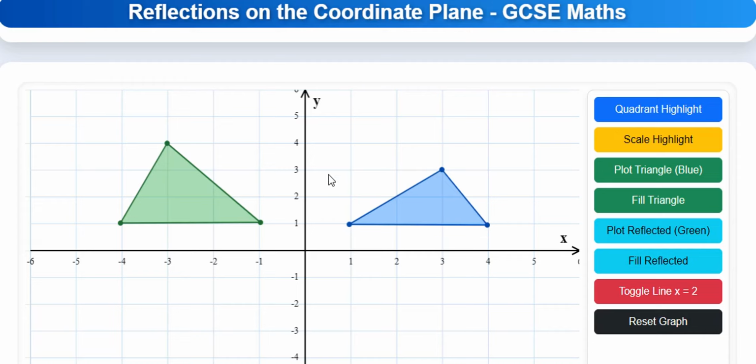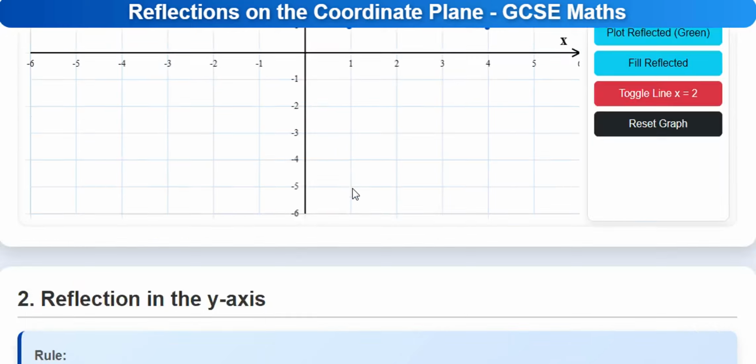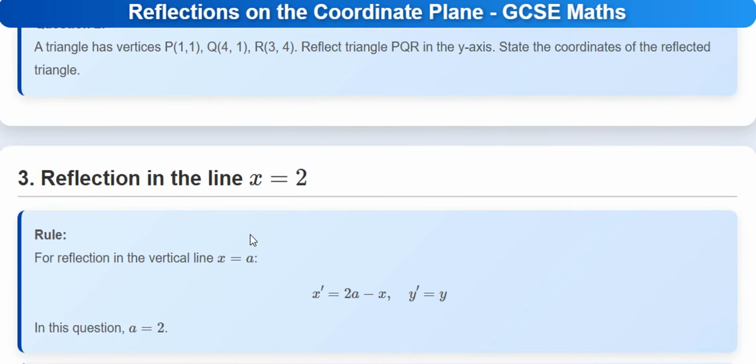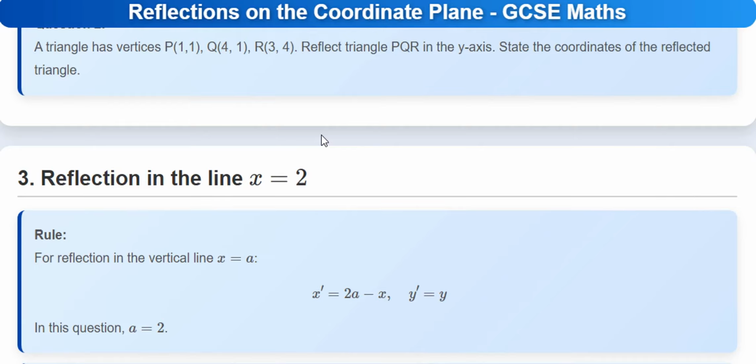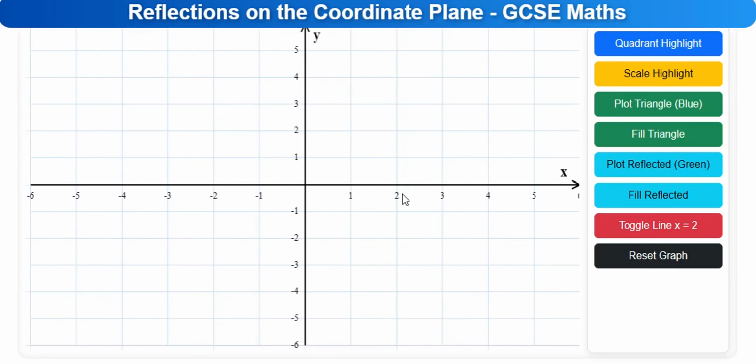But sometimes you can be told to reflect a figure on a specific line. For example, in this case, you can be told to reflect a triangle on the line x equals 2. So how do we go about that? Well, the first step is to plot this mirror line where x equals 2. And of course, this means where the line cuts the x-axis at point 2. So I can come here and plot that point, and I can plot that vertical line here, and that will become our mirror line.